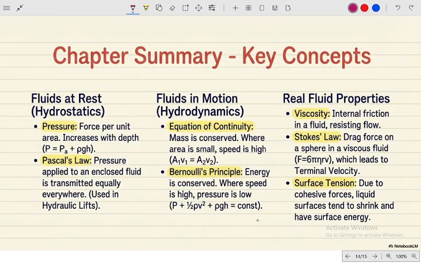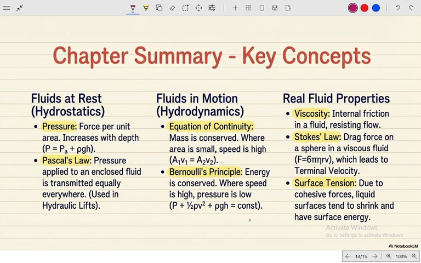The next important thing is the summary. Chapter summary, key concepts: fluids at rest, or hydrostatics. Pressure: force per unit area, increases with depth, P equal to Pa plus rho gh. Pascal's law: pressure applied to an enclosed fluid is transmitted equally everywhere, used in the hydraulic lift. Fluids in motion, hydrodynamics. Equation of continuity: mass is conserved; where area is small, speed is high, that is A1 V1 equal to A2 V2. Bernoulli's principle: energy is conserved; where speed is high, pressure is low. P plus half rho V squared plus rho gh equal to constant.